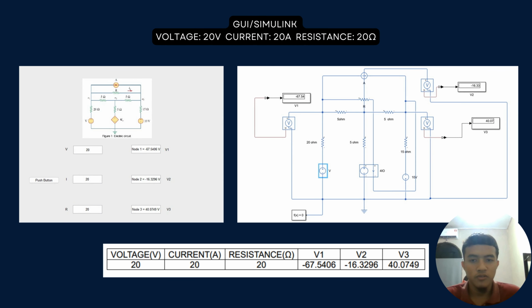So the next values we put are voltage 20 volts, current 20 amperes, and resistance 20 ohms. So we put two pictures. The first one is for the GUI and the second one is Simulink. And the final answers are V1 negative 67.5406, V2 negative 16.3296, and V3 40.0749. So for both GUI and Simulink, we get the same answer.